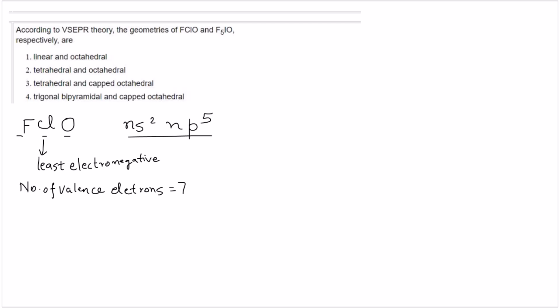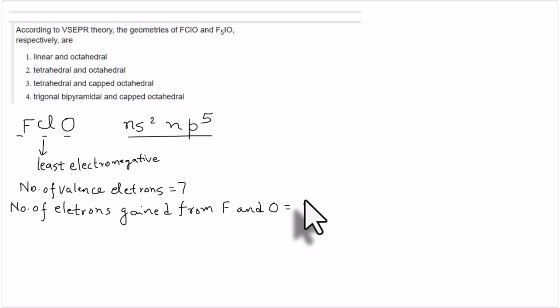But before that, we also should take care that when oxygen is involved, there could be a double bond. VSEPR does not consider the double bonds. It is based only on the sigma bonded atoms. So that is why we will not consider the contribution that is coming from the oxygen atom. So for the number of electrons gained from the bonded atoms, fluorine and oxygen, we will consider only one electron, because we do not consider the contribution from the oxygen atom, because of the doubly bonded nature of oxygen.